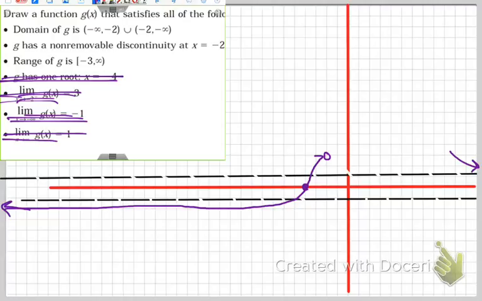It's allowed to cross it, yeah. It has to follow it at some point, but it's allowed to cross it even. And then maybe we have something that looks like this. Because it does go up to positive infinity, I know that. So it could look something like that. It's kind of a weird graph, but it works. It's not wrong.